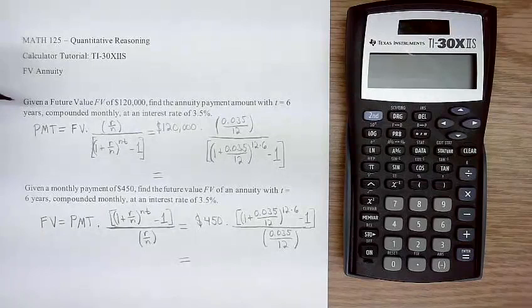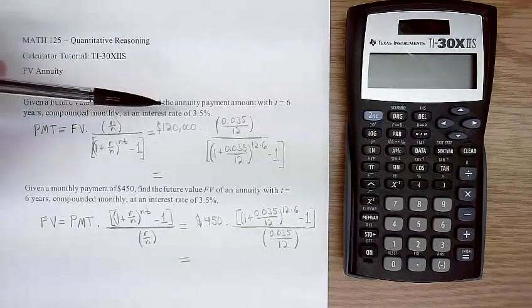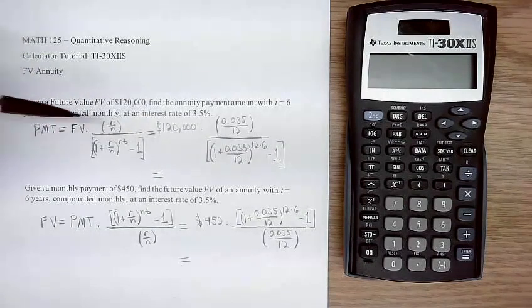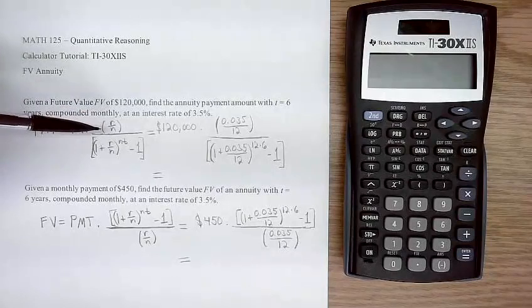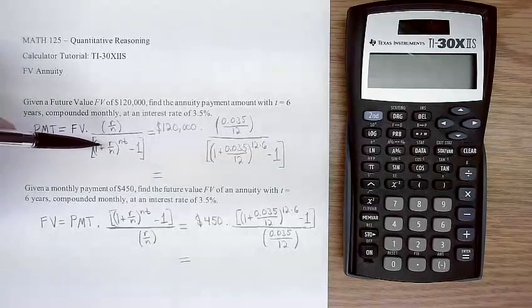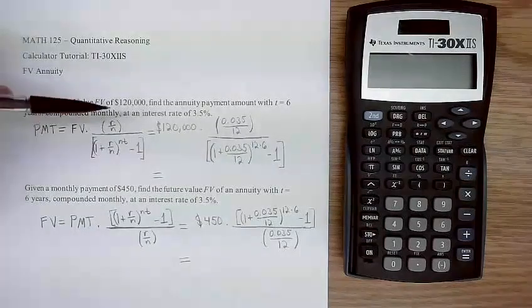So with that, given a future value FV of $120,000, find the annuity payment amount with t equals 6 years, compounded monthly at an interest rate of 3.5%. So recall the formula for the payment is the payment equals the future value times the fraction where we have the rate divided by the number of compoundings in a year, divided by 1 plus the rate again divided by n, all to the nt, minus 1.